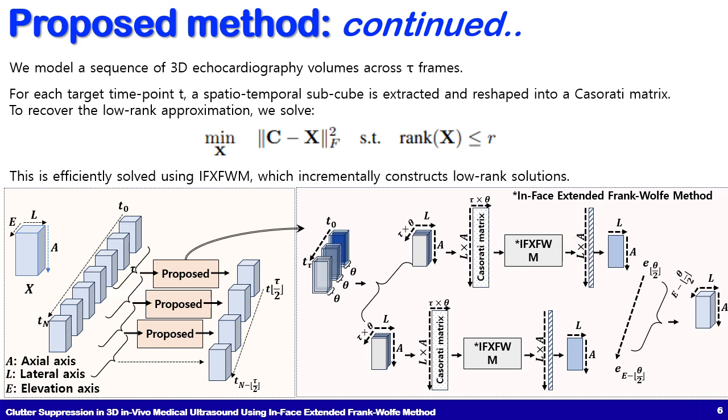Then we convert it into this image format, into an L by A size matrix, and the same process is repeated for all time steps in an overlapping fashion as shown here, and it results in a filtered tensor.